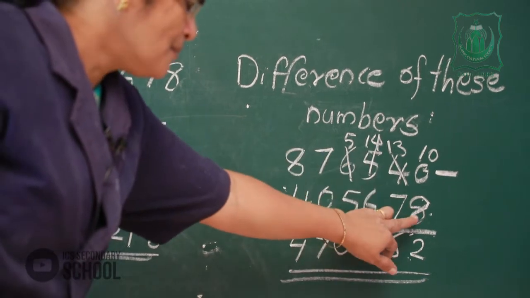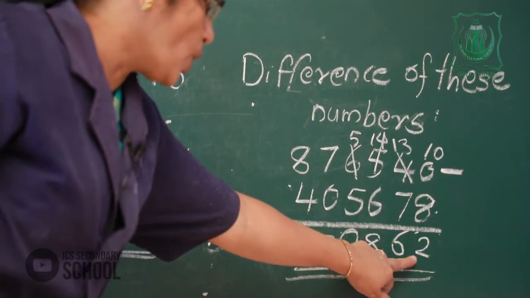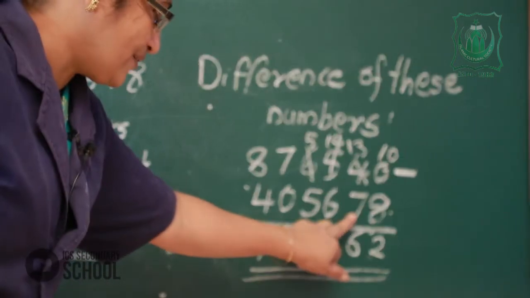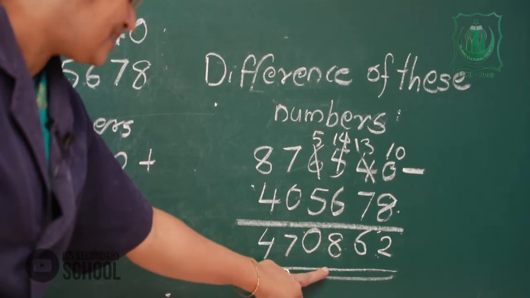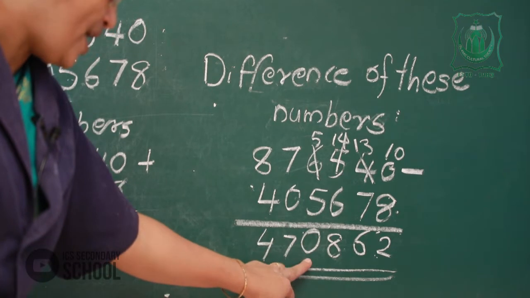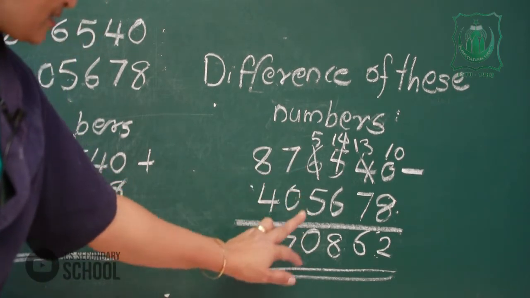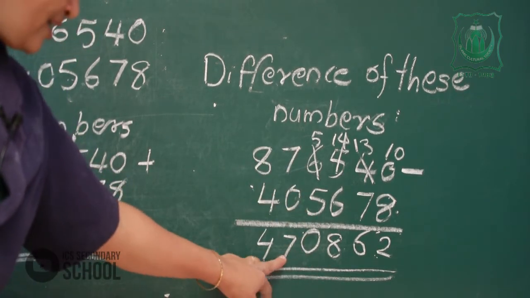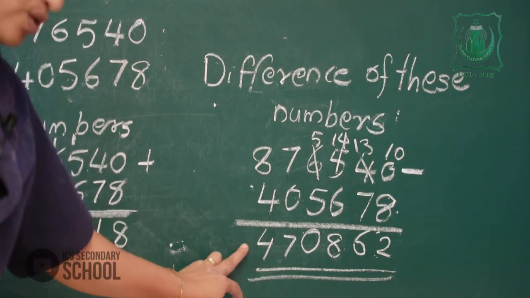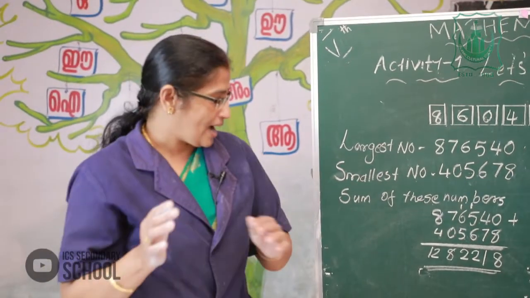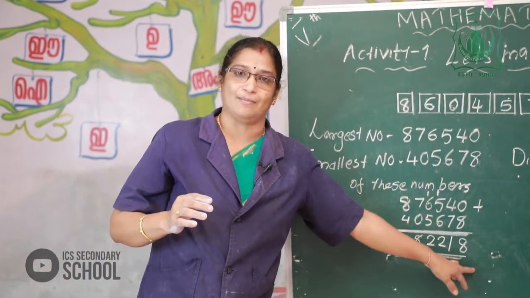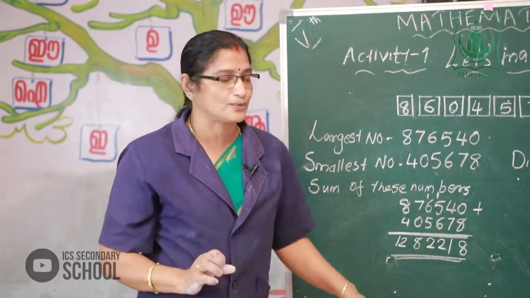10 minus 8, 2. 13 minus 7, 6. 14 minus 6, 8. 5 minus 5, 0. 7 minus 0, 7. 8 minus 4 is 4. Then we get the smallest number, and then we get the difference of these numbers.